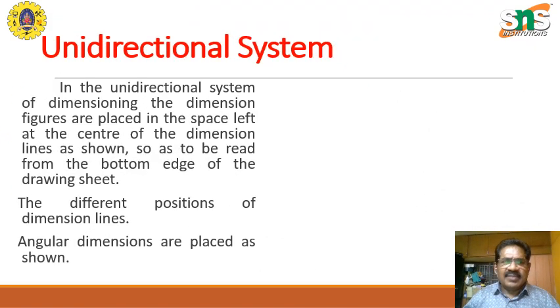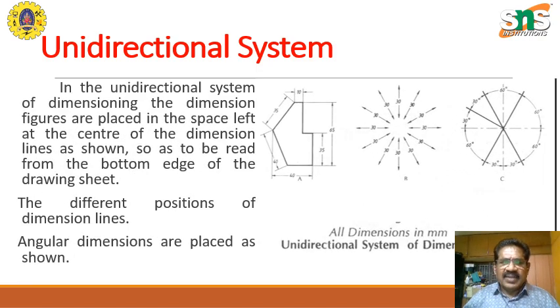So we have the unidirectional type, where the dimensions are all in one direction. Sometimes we try to break the dimension line and then put the text there, so that all the text is kept upright, and you see the dimensions as compared to the previous one that has been shown. Here the dimension line has been broken, and we place the text in between, which is upright.